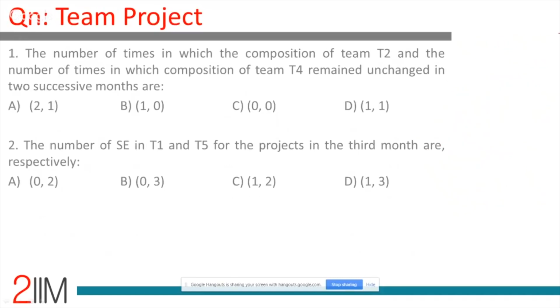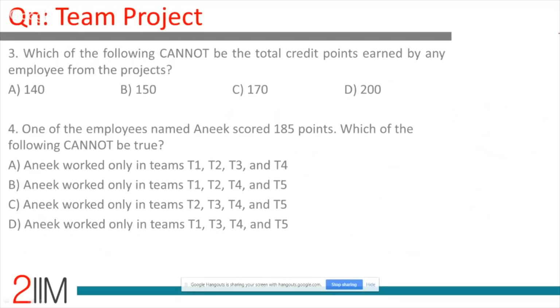Want to look at the questions? Number of times in which the composition of team 2 and the number of times the composition of team 4. So SE, RE, that's what we're looking at, so that we know how to get, or we have a sense of that. The number of SE in T1 and T5 for the projects in the 3rd month. Again, we know how to do this. Which of the following cannot be the total credit points earned by any employee from the project? So this is interesting. The total credit points, so something to do with points, we'll come back there. One of the employees named Anik scored 185 points. Again, points. So we'll have to worry about the credit points. So these two are going to incorporate that.